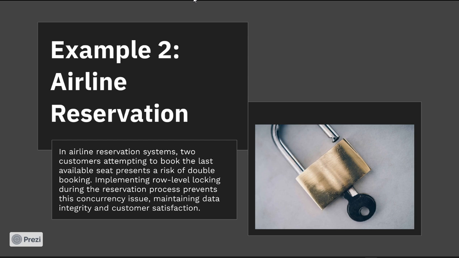Example 2, airline reservation. Imagine the last seat on a flight and two customers trying to book it simultaneously. Transaction 1: customer A checks seat availability and sees one seat left. Transaction 2: customer B also checks seat availability and sees one seat left. Both decide to book the seat. Without concurrency control, both might get confirmed for the same seat. With proper isolation through locking or MVCC, once customer A starts the booking process, the seat is temporarily locked, forcing customer B to wait and eventually see that the seat is no longer available.